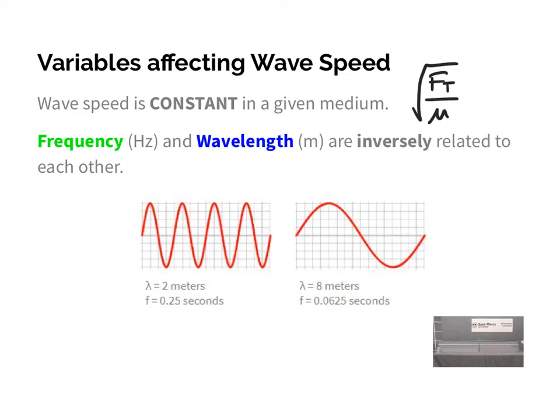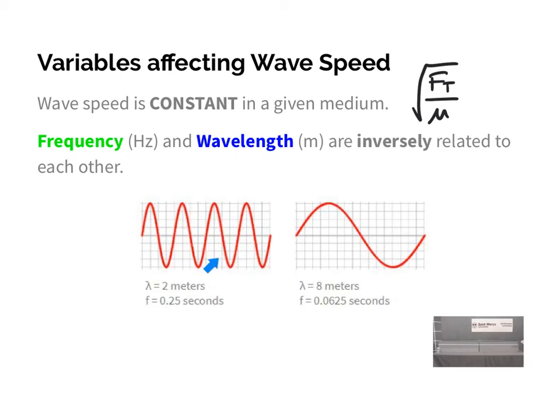Okay? And then the second thing I want you to notice from that little video I showed you with the guitar strings is that while the wave is moving at a constant speed, there is also a relationship between frequency and wavelength. If something has a longer wavelength, it normally has a smaller frequency, and if it has a shorter wavelength, it's going to have a greater frequency.